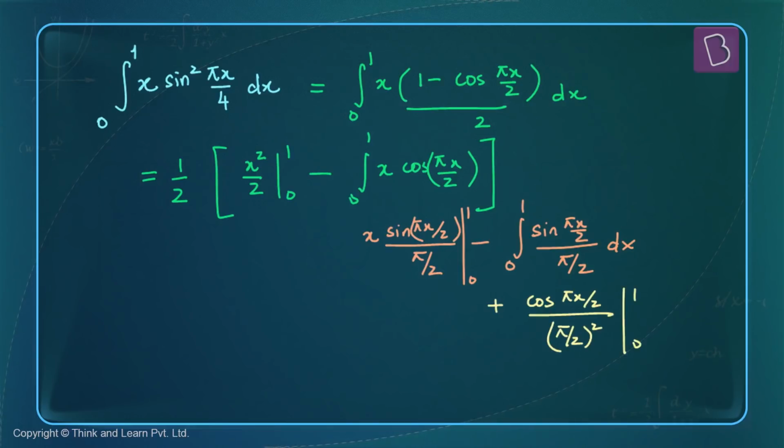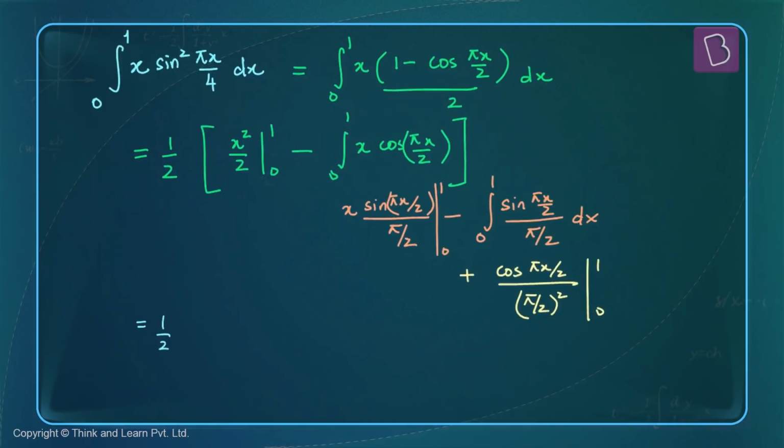Of course, you have the half outside, so you have 1/2 of x square by 2 evaluated between 1 and 0, which gives you 1/2. Then you have the minus, and x sine pi x by 2 divided by pi by 2. When you put in the value 1, you get 1 times sine pi by 2. That's 1 divided by pi by 2, so that gives you a value of 2 by pi. When you put the value 0, that vanishes completely.